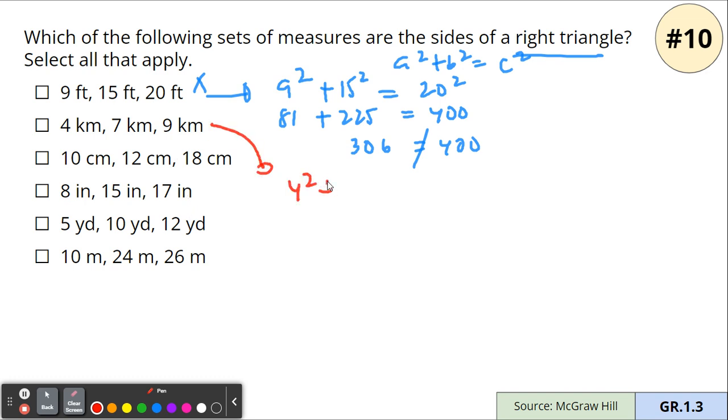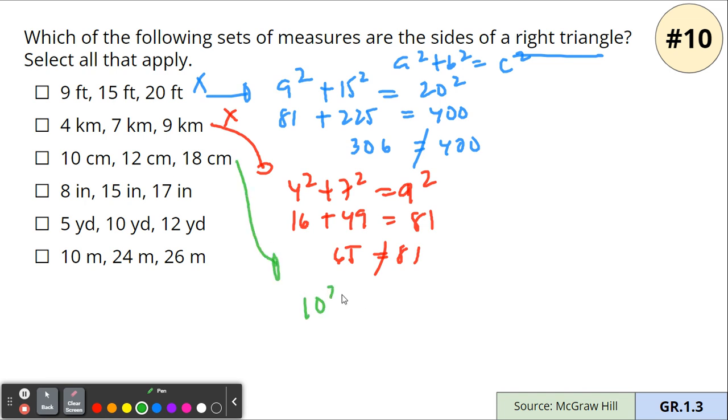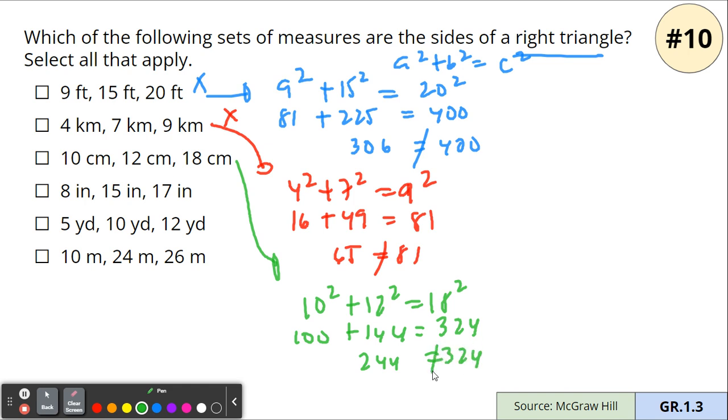So we have 4 squared plus 7 squared. Is that equal to 9 squared? So 16 plus 49 is equal to 81? 16 plus 49 is 65, not equal to 81. So it's not. Okay, let's have the third one. That is 10 squared plus 12 squared equal to 18 squared. 100 plus 144, and 18 squared is 324. 100 plus 144 is 244 only, not equal to 324. So they are not the same.